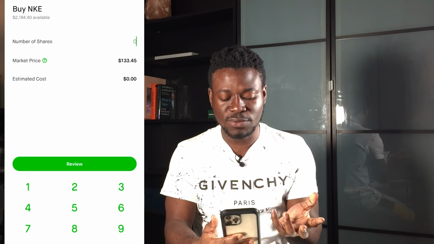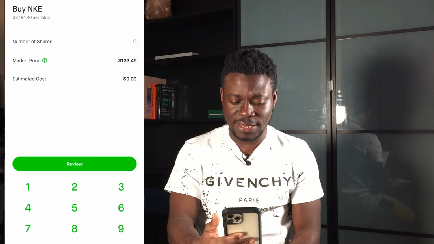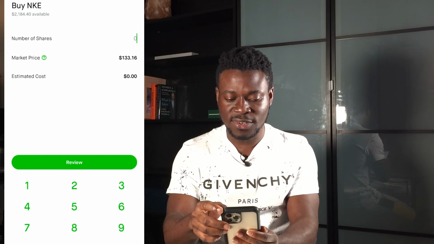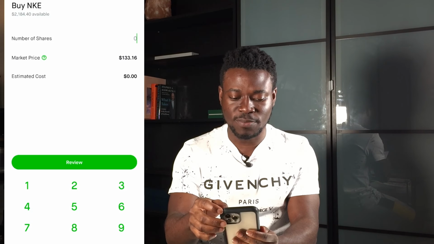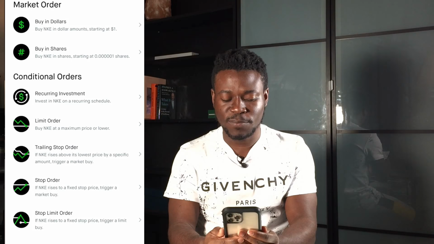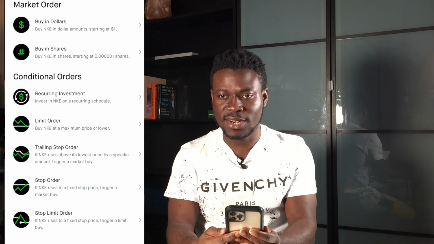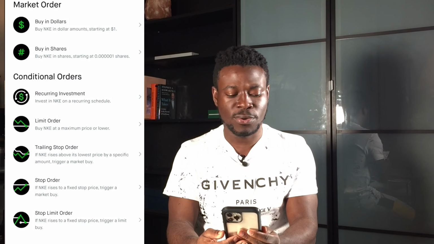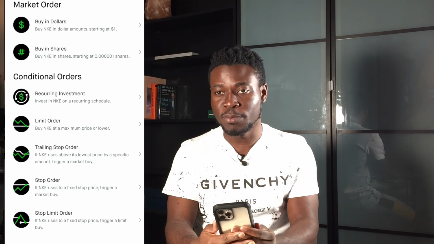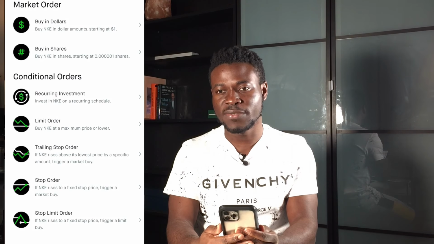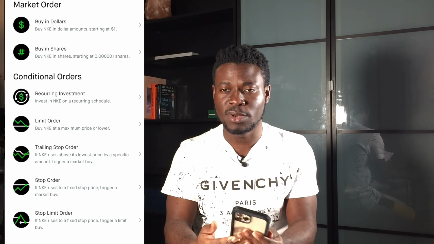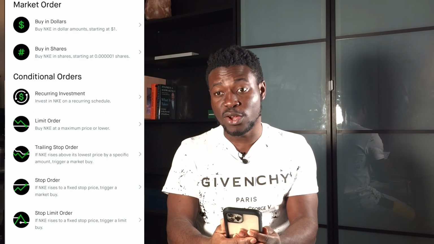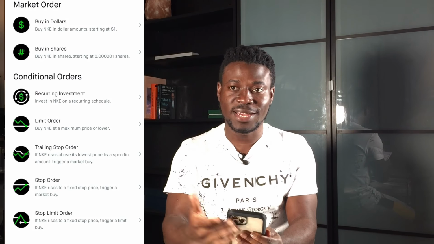So if you don't have up to $133 to buy Nike right now, what you can do is go to the top right where it says shares, the drop down there. You want to click that, and you can also buy in dollars. That is a cool feature that Robinhood introduced not up to 1 year ago, for people to be able to buy fractional shares if you have very little money and you want to buy stocks in a company where their stock is actually high.